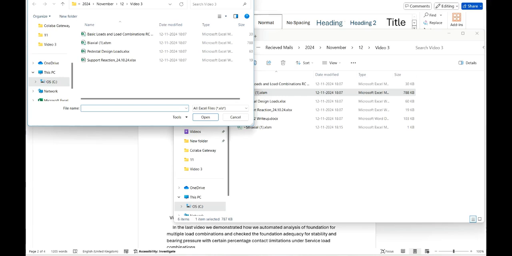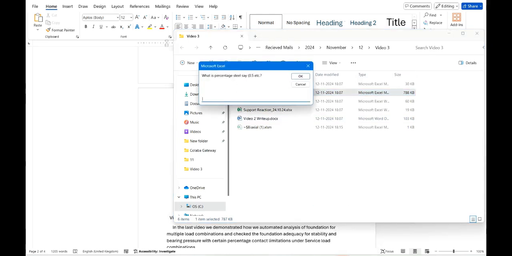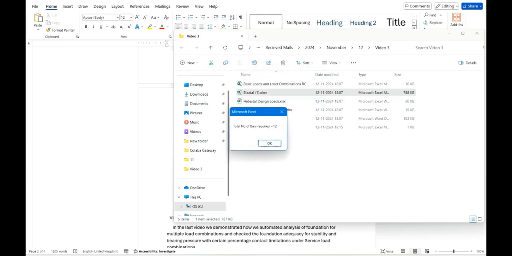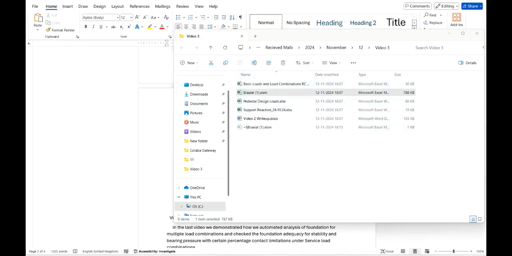And we now select the file which is containing pedestal design loads, that is called pedestal design load. We have selected that file which will contain the beam end forces for the column design. Now it asks for the percentage steel. We say 1.2% steel, and we put say 4 bars at the top and bottom, and automatically two bars on each face. It will work.